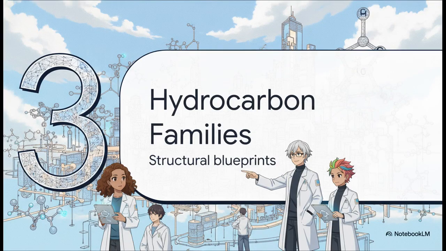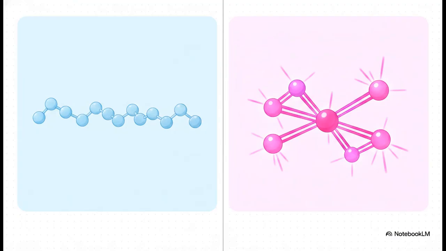Section 3. Families of hydrocarbons, the structural blueprints of carbon compounds. Now that we've got the bonds down, let's look at how we categorize these complex blueprints. So, hydrocarbons are just compounds made entirely of carbon and hydrogen, and they fall into 2 main camps. First, we have saturated hydrocarbons, known as alkanes. These have only single bonds between the carbon atoms, like ethane. They are completely saturated with hydrogen, right?